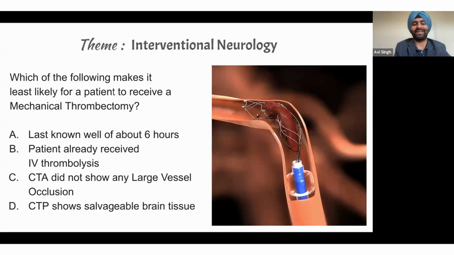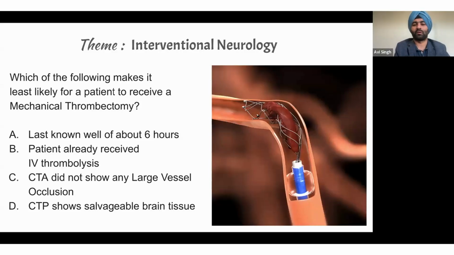Which of the following makes it least likely for a patient to receive mechanical thrombectomy? A. Last known well of about 6 hours. B. Patient already having received IV thrombolysis. C. CTA did not show any large vessel occlusion. D. CTP shows salvageable brain tissue. And this is something that they were supposed to answer before, and a similar question that was supposed to be answered after the whole didactic session.